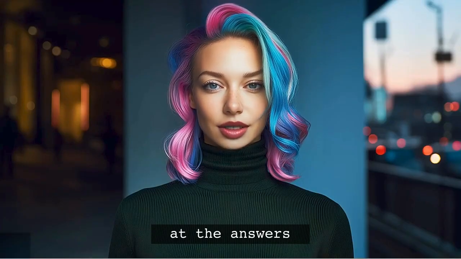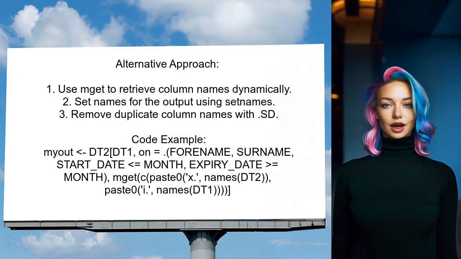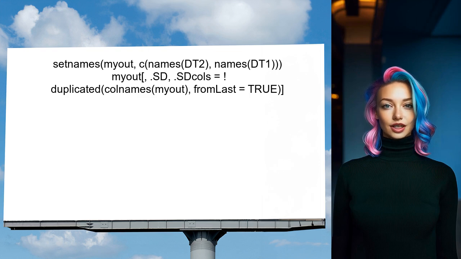Now let's look at the answers provided by other users. An alternative solution provided by another user automates the process of retaining all columns from both datasets during the non-equi join. They suggest using the mget function to dynamically retrieve column names and set them appropriately in the output.